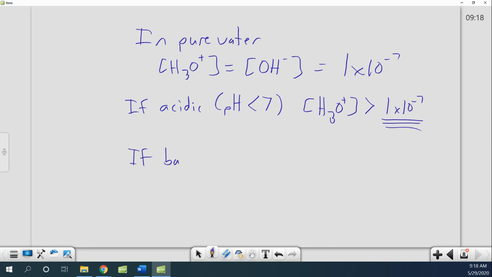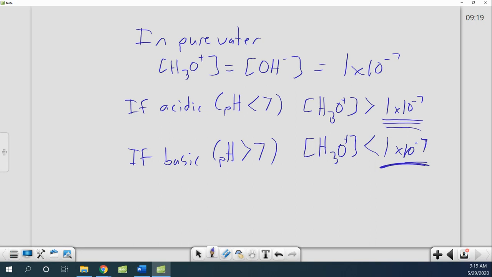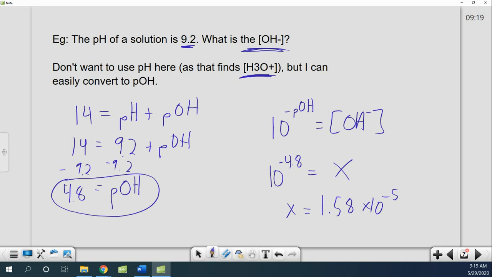If you're basic, so that means if you're given a pH that's greater than 7, you know that once you've calculated your concentration of hydronium, it needs to be less than 1 times 10 to the negative 7. You got to be less than neutral. So if you're basic, you'll be less than neutral for your hydronium. You'll be more than neutral for your hydroxide. And this rule will work for hydroxide as well. You can flip it.